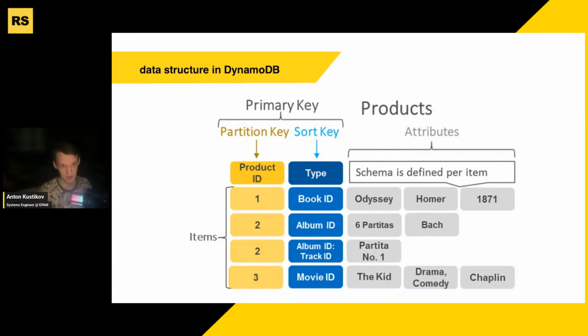Data structure in DynamoDB. As I already mentioned, the primary key is the concatenation of the partition key and sort key, and there are attributes inside, and we can have as many attributes as we want, and items in our database don't need to have the same attributes inside one table.